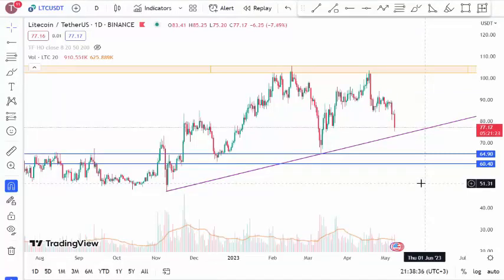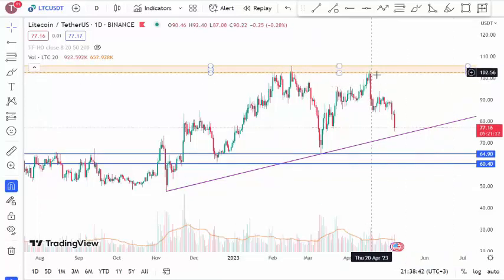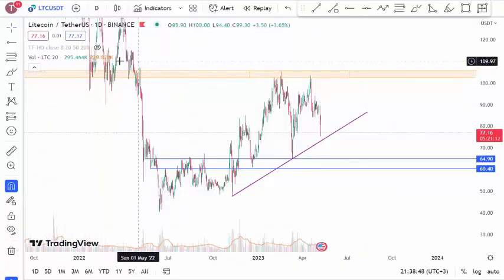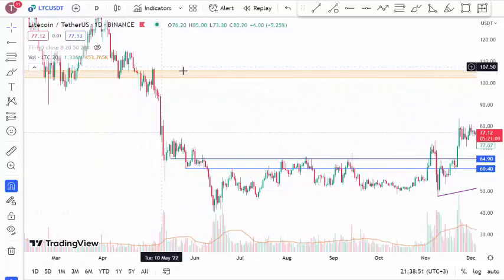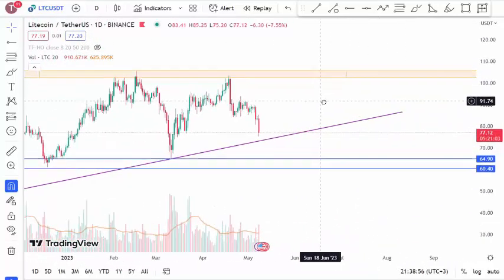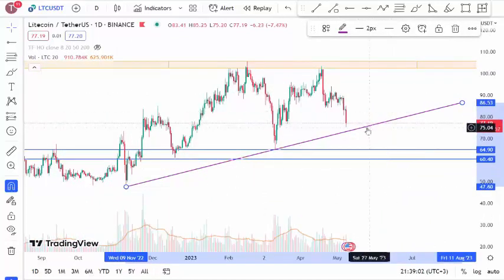Today, we will be conducting a technical analysis of Litecoin. If we examine the chart, we can see that the price has retraced from around the level of 102.34 and is currently trending downwards. This level is important as it has acted as both support and resistance in the past, making it a significant resistance zone. We want to see this resistance zone broken to the upside.